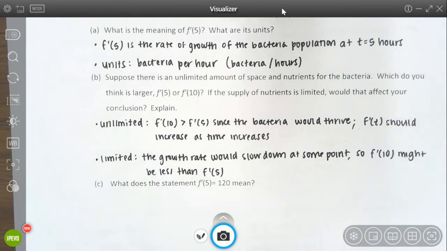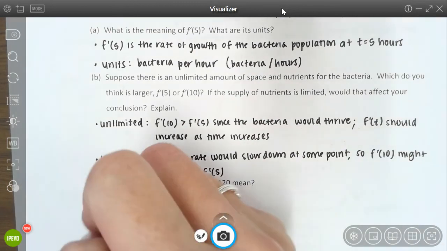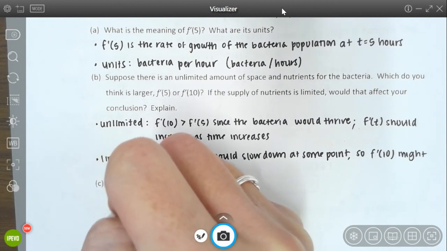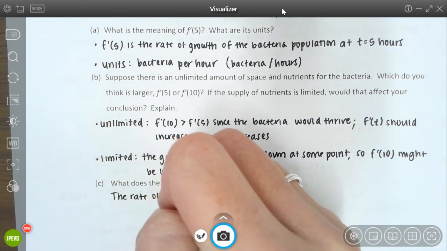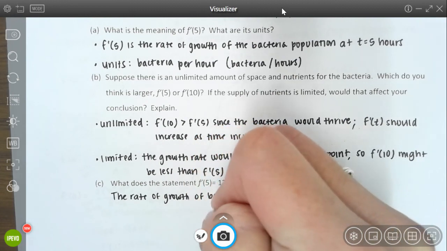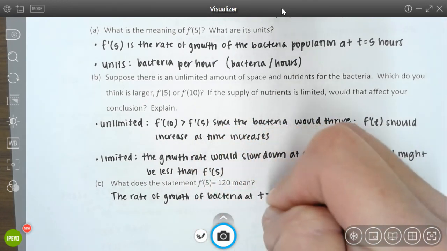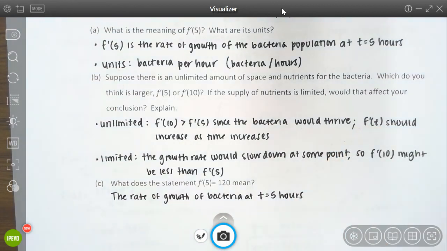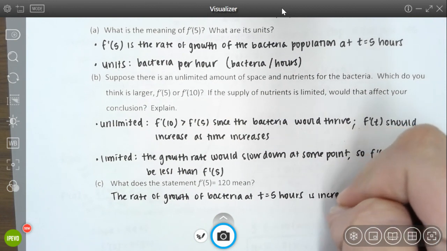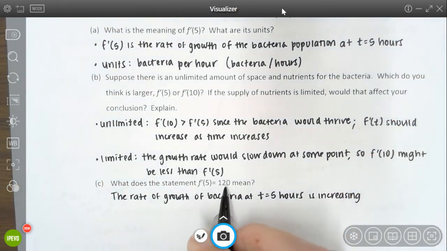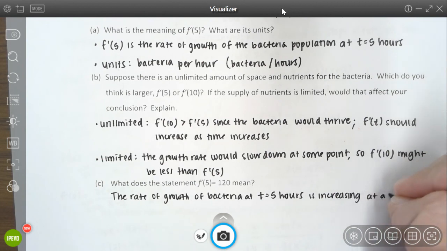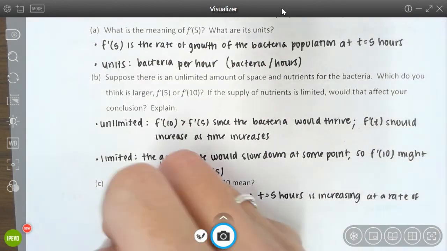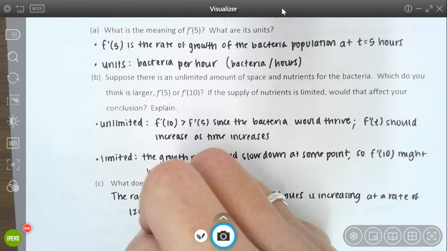So what does the statement f prime of 5 is equal to 120 mean? Well, here's my time, here's my rate. So I would say the rate of growth of bacteria at the instant of t is equal to 5 hours, because remember that we're talking about the instantaneous rate of change. So at that specific moment in time, it is increasing. And again, we're increasing because that number is positive. That's positive. At a rate of 120 bacteria per hour.